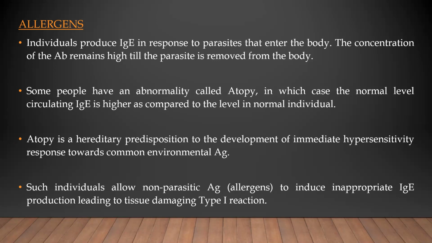As I mentioned before, when B cells interact with an allergen, they will specifically produce IgE. Did you understand? So what happens in these atopic individuals? When the allergen enters, it will induce inappropriate IgE production, leading to type 1 hypersensitive reactions. You have to remember that these allergens are antigens only, a very special type of antigen. And when this allergen enters, it leads to inappropriate production of IgE. And this condition in the individual is called atopy, in which the IgE level is abnormally higher as compared to a normal individual.